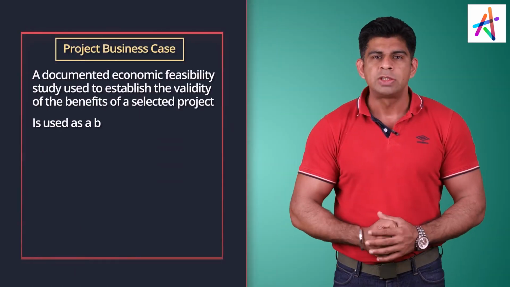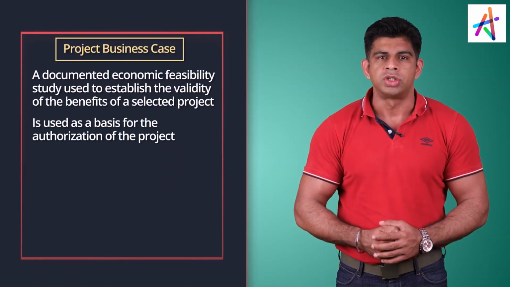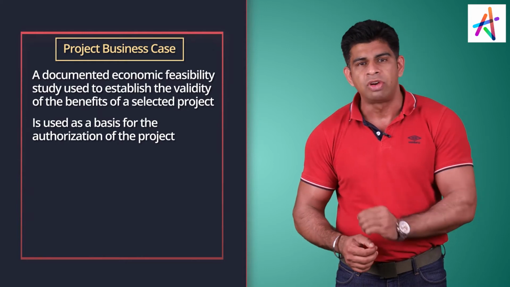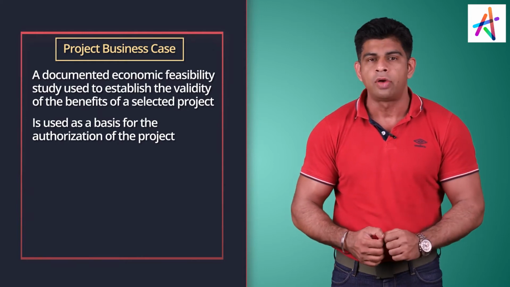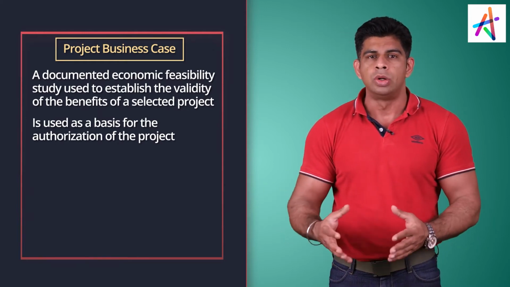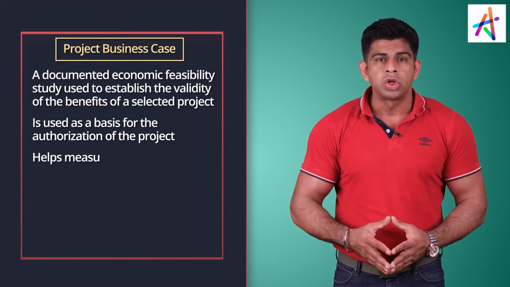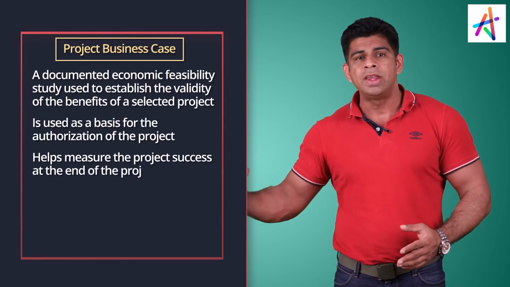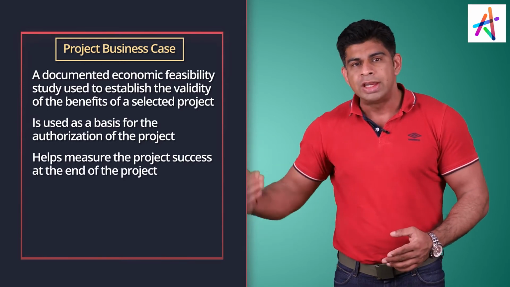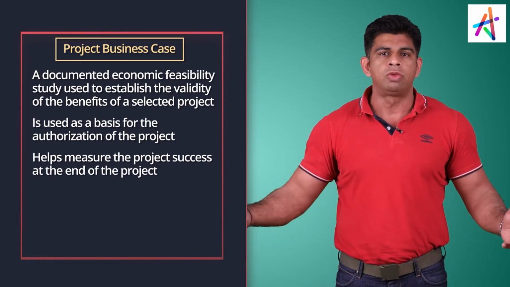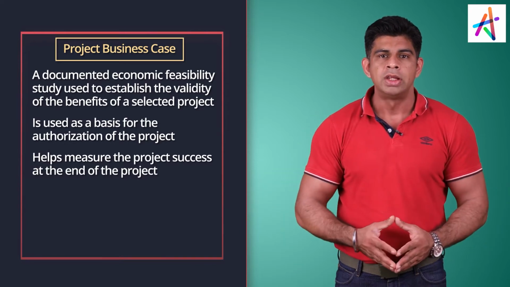It is used as basis for the authorization of the project, where we list down the different recommendations which can be taken care of and what is the possible solution that we are choosing. This eventually helps measure the project success at the end of the project, where we check, did we achieve the objective? Did we achieve what we dreamed about, right? Or there is a deviation. Some deviation will surely happen.